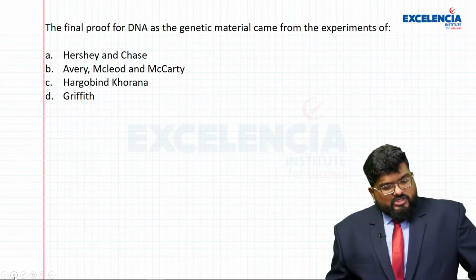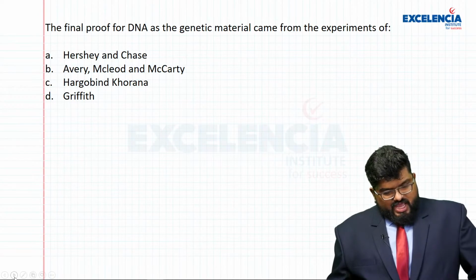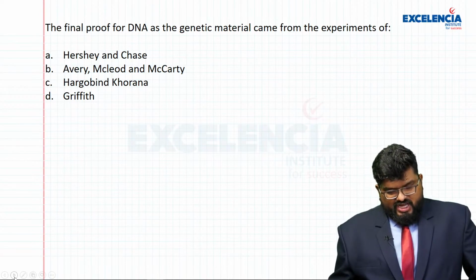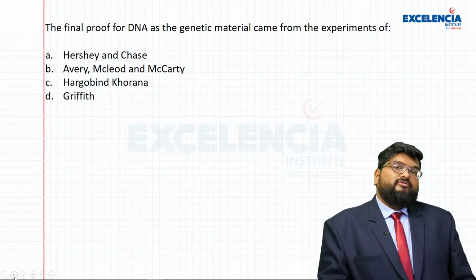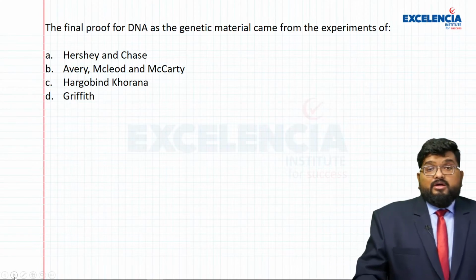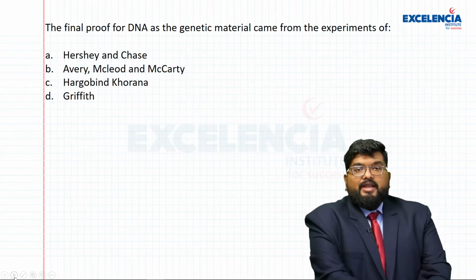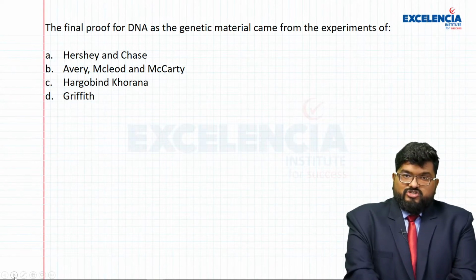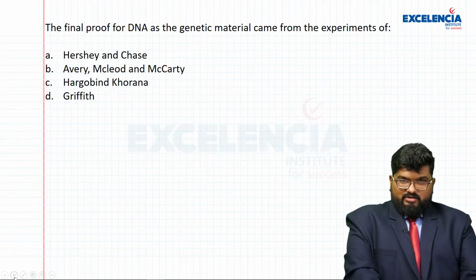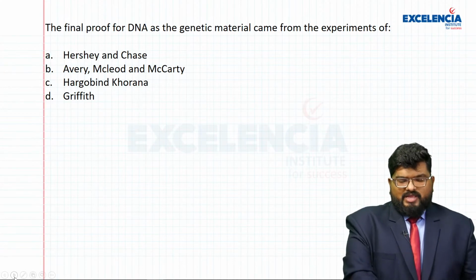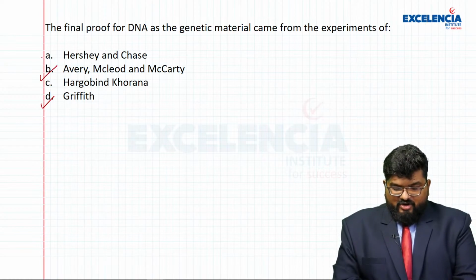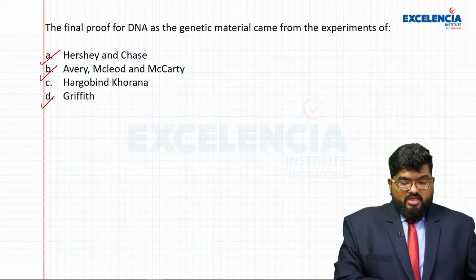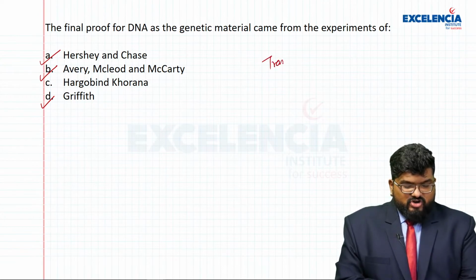The final proof for DNA as the genetic material came from the experiments of Hershey and Chase, Avery McLeod McCarthy, Hargobind Khorana and Griffith. Now, these were the people who carried out extensive research in molecular biology to determine the genetic composition of many things. So, first and foremost, Griffith, Avery McLeod McCarthy and Hershey Chase. Griffith gave us the transformation principle.